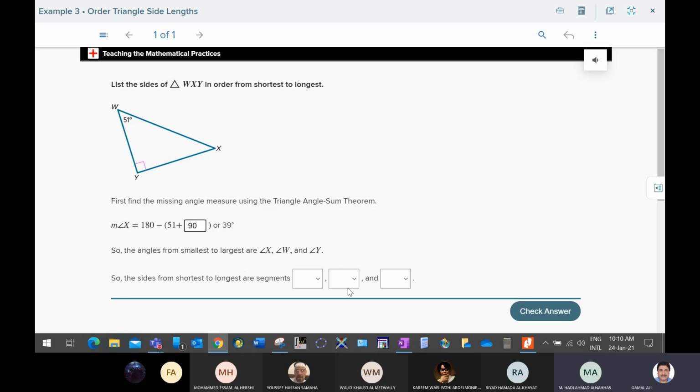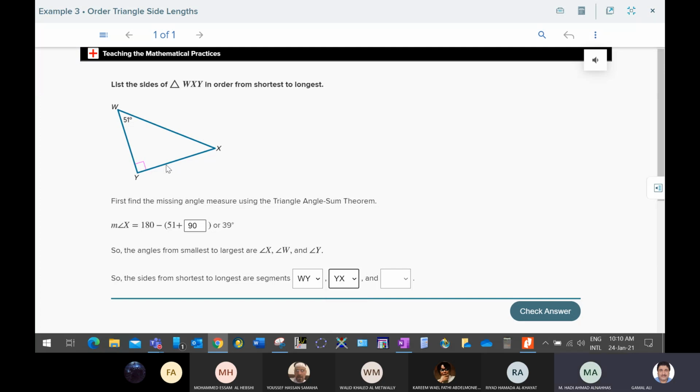Yes. So the first one will be WY. What is the second angle, Muhammad Hadi? W. Okay. What is the opposite side of it? XY. So we'll choose XY.